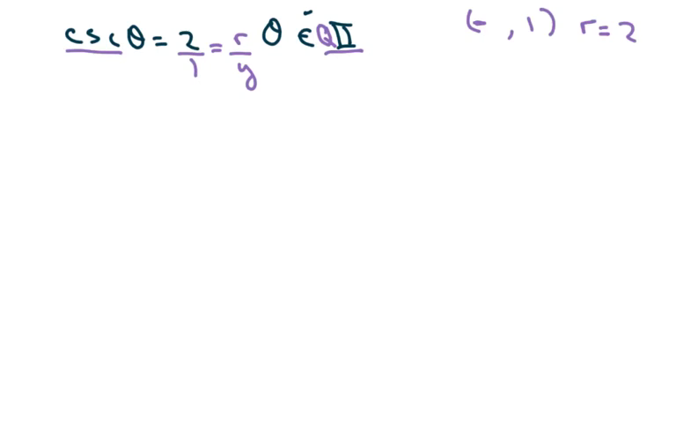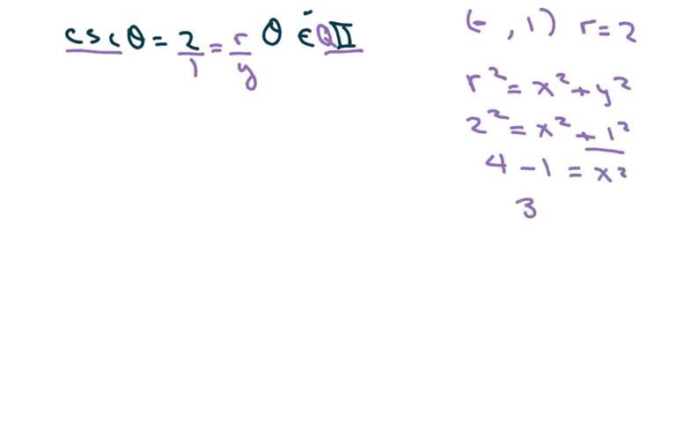The way we're going to do this is we know that r squared equals x squared plus y squared. So we have 2 squared equals x squared plus 1 squared. I'm going to subtract the 1, so 3 equals x squared. When you square root both sides, don't forget the plus and minus. So x is plus or minus square root of 3. We take the minus because we're in quadrant 2, so it's minus square root of 3. Then you just fill everything in.